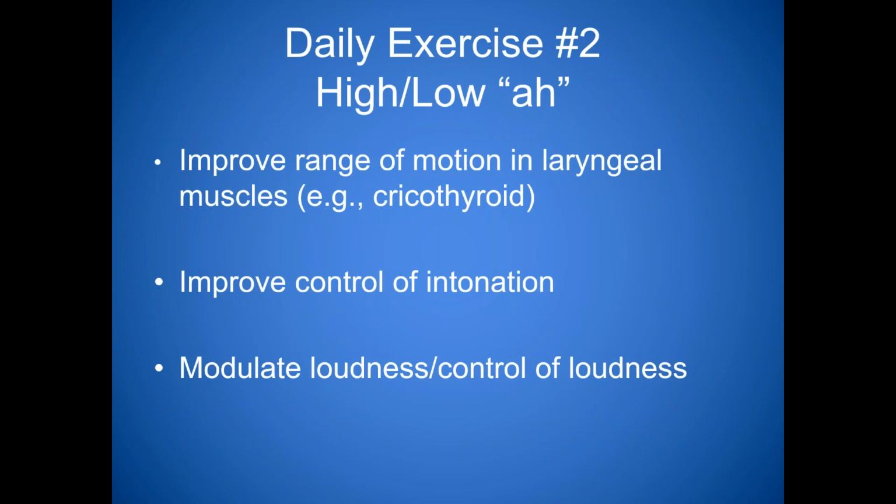The second exercise are the high-low ahs. So now we're going to say ah and go high in pitch, ah, go low in pitch. The goal here is to improve range of motion in laryngeal muscles like the cricothyroid, improve control of intonation, and to learn to modulate loudness and control loudness. And we oftentimes hear from family and clinicians, well, they can get loud. If they're mad, they'll be heard and they'll be loud. But oftentimes in conversational speech, they're too soft. So there's the inability to really modulate loudness at a healthy, normal loudness level. And that's ultimately the target and goal of LSVT LOUD.